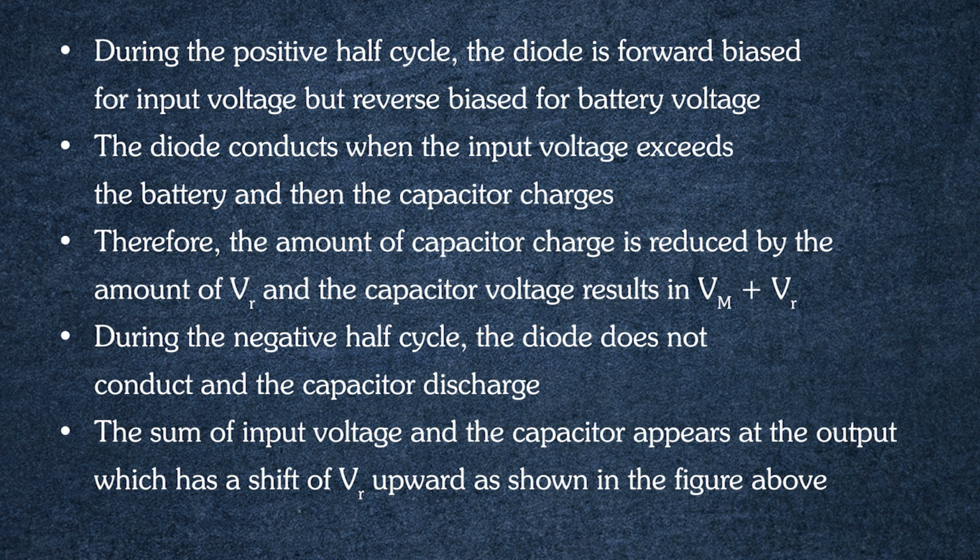So, the sum of the input voltage and the capacitor voltage appears at the output, which has a shift of Vr upwards, as shown in the figure. So, this is how the negative clamper with positive biasing circuit works.